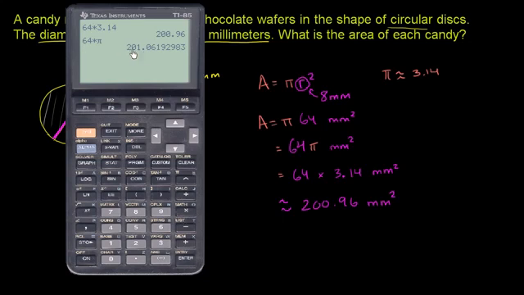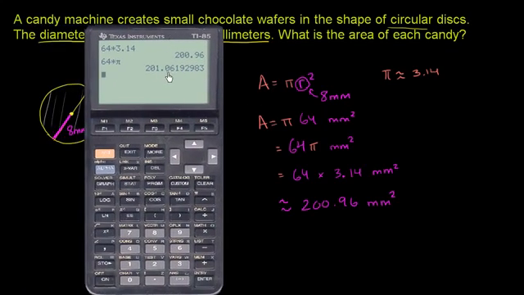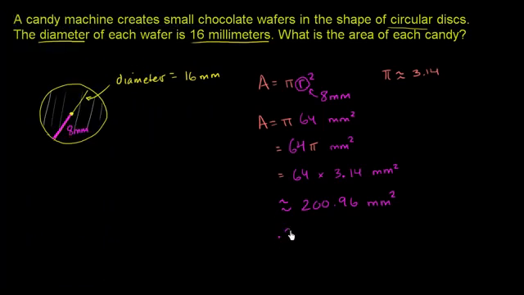And you get 201. So let me put it over here so I can write it down. So a more precise value is 201, and I'll round to the nearest hundredth. So you get 201.06 square millimeters. So this is closer to the actual answer because the calculator's representation is more precise than this very rough approximation of what pi is.